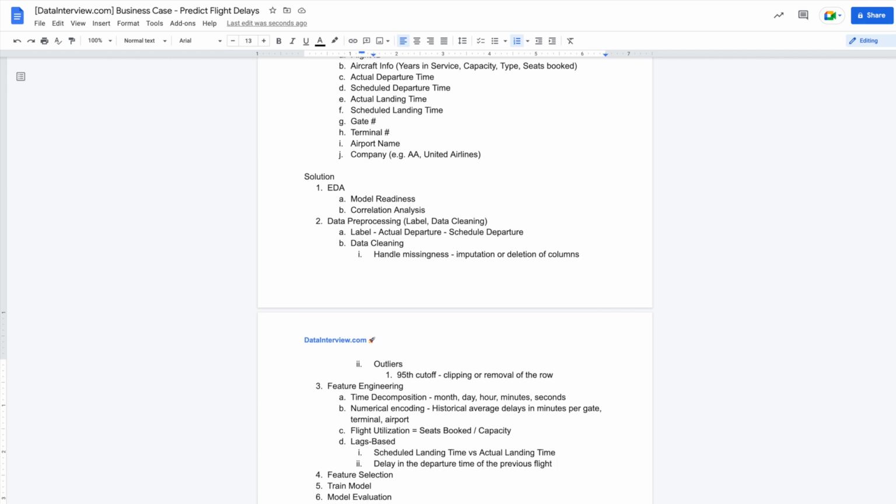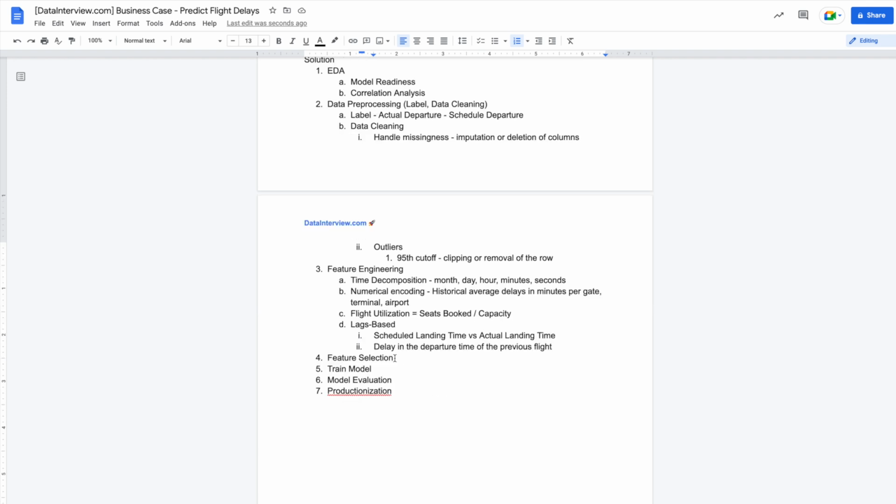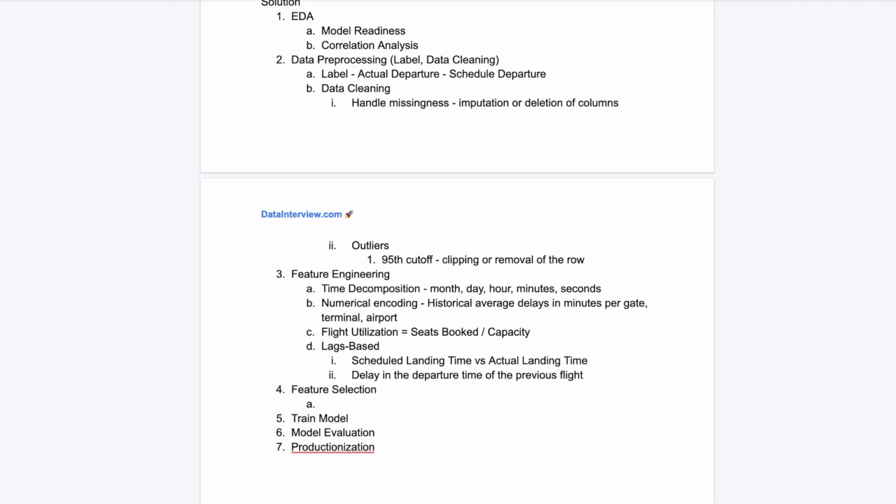And so this lag-based feature could be helpful in predicting the flight delay for departure. So once I have the features that are ready, what I would do is do some feature selection. There are multiple techniques to do feature selection. It could be PCA, it could be random forest variable importance. It could also be L1 regression, like lasso, for instance.